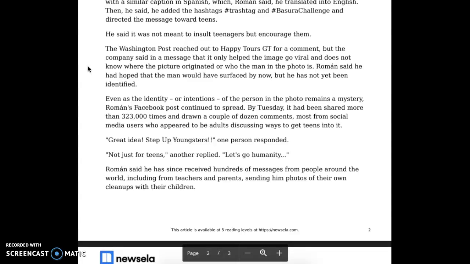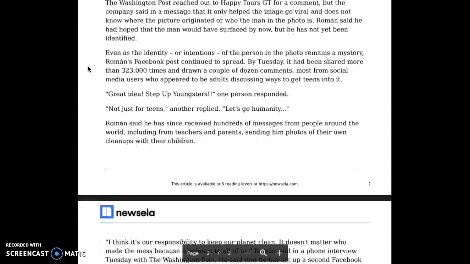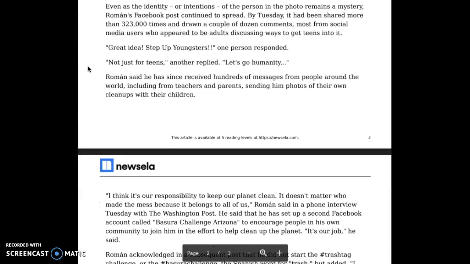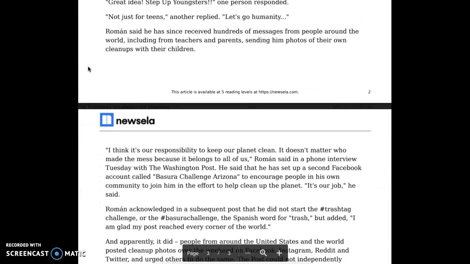Even as the identity or intentions of the person in the photo remains a mystery, Rahman's Facebook post continued to spread. By Tuesday, it had been shared more than 323,000 times and drawn a couple dozen comments, most from social media users who appeared to be adults discussing ways to get teens into it. "Great job. Step up, youngsters," one person responded. "Not just for teens," another replied. "Let's go humanity." Rahman said he has since received hundreds of messages from people around the world, including from teachers and parents, sending him photos of their own cleanups with their children.